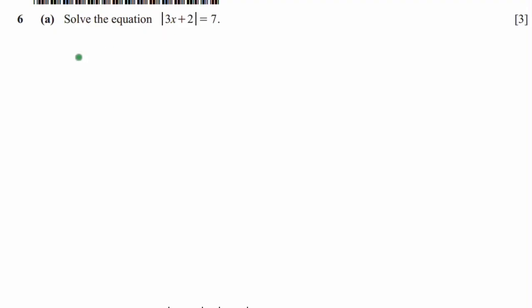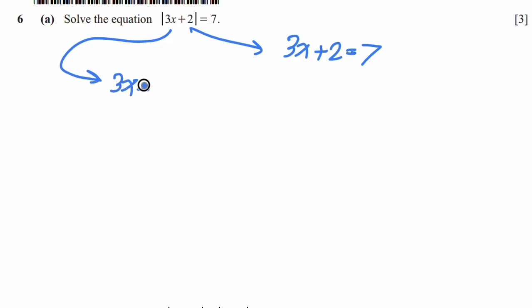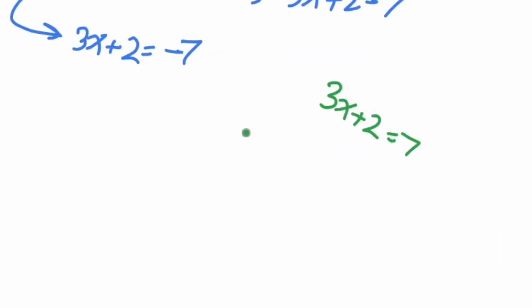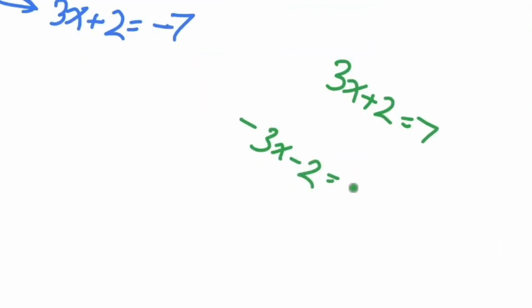This is an absolute value, so this equation can be split into 2 parts. Wait, not green, this should be blue. The first part will give us 3x plus 2 is equal to 7, and the second part will give us 3x plus 2 is equal to minus 7. Why does this minus come? Because we have an absolute value sign over here, and when we have an absolute value sign, this thing can be both plus and minus. So this can be 3x plus 2 is equal to 7, or this can be minus 3x minus 2 is equal to 7.